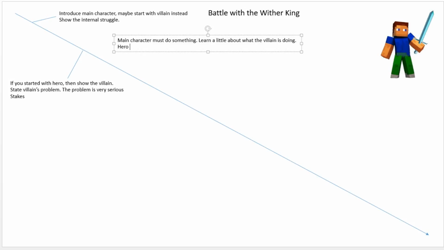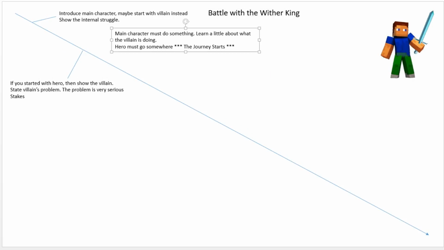So the hero must go somewhere. And this is really, really important because, as I said, most of these stories have a journey in them. And so here the journey starts. So that's super, super important, that we have a journey and that the main character is going to start on that journey, and there's a logical reason why he's going on this journey. And so that's probably my third chapter in the book.